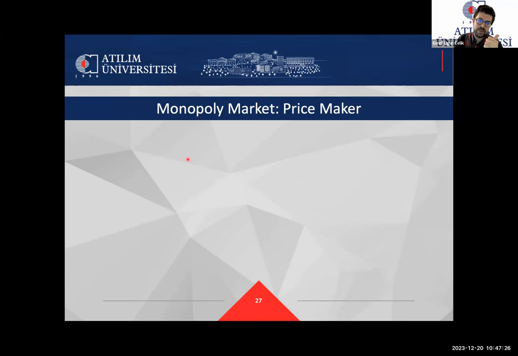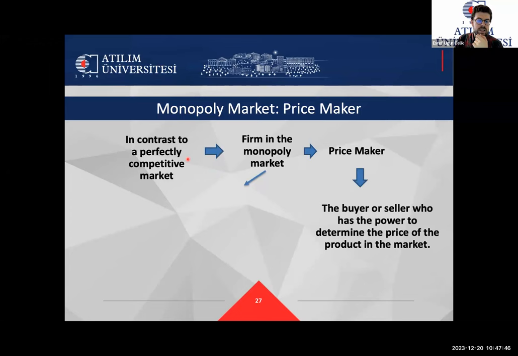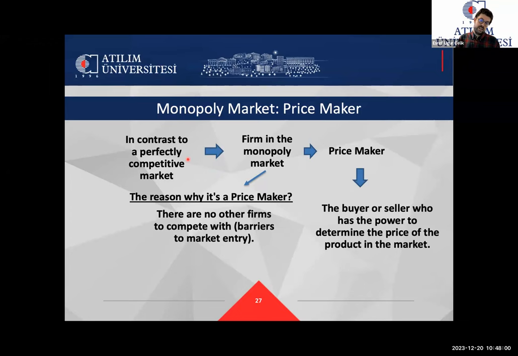In perfect competition, firms are price takers, but this time the monopoly firm has huge power. That's why they are able to determine the price, so that's called a price maker. But that doesn't mean they can determine any price because of the law of demand. If they increase the price, the quantity demanded becomes lower. But they get the price maker feature because there is no competition. That power comes from the barriers to entering the monopoly market.